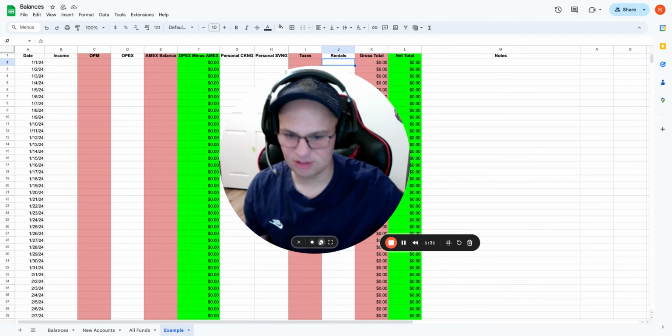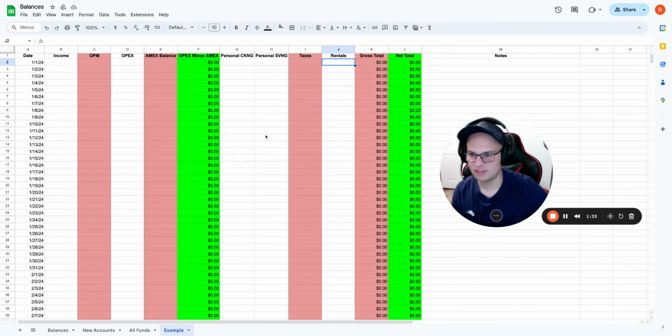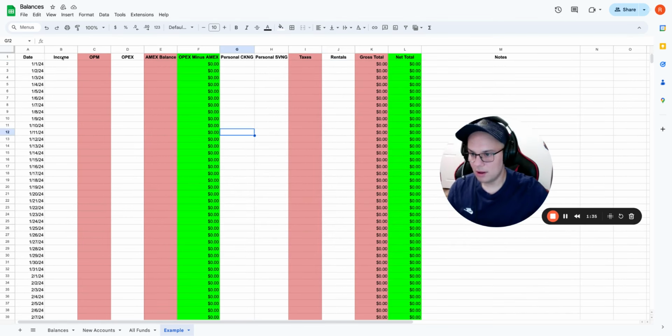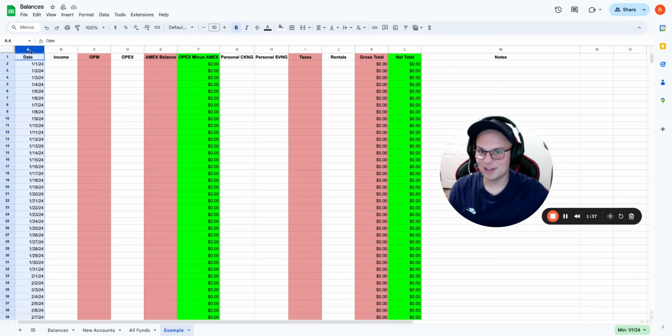So let me go ahead and show you guys exactly how to utilize this sheet. So the first column right here, you've been doing this since kindergarten, right? You have a date. So every single day you want to just fill out the information, according to whatever day it is.